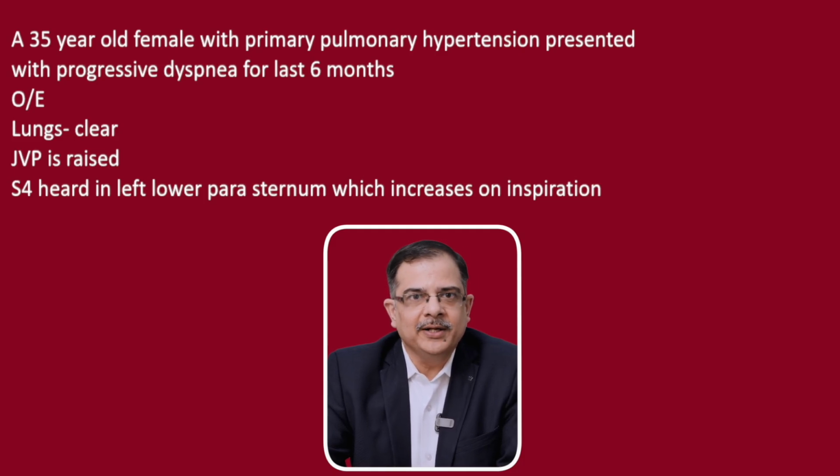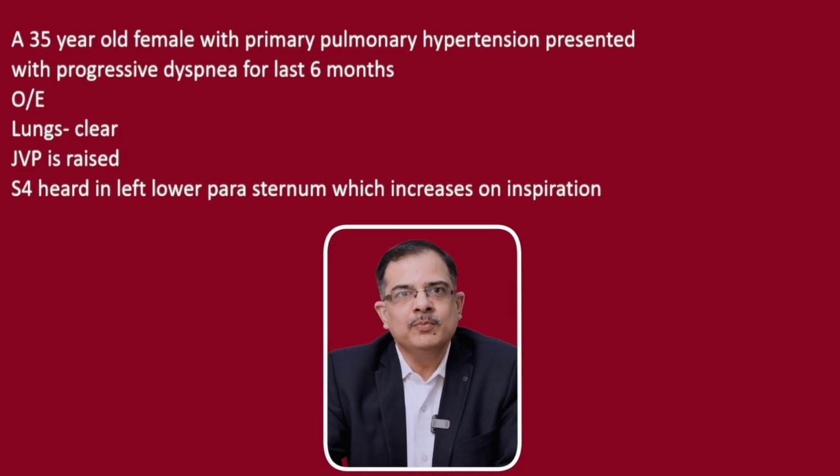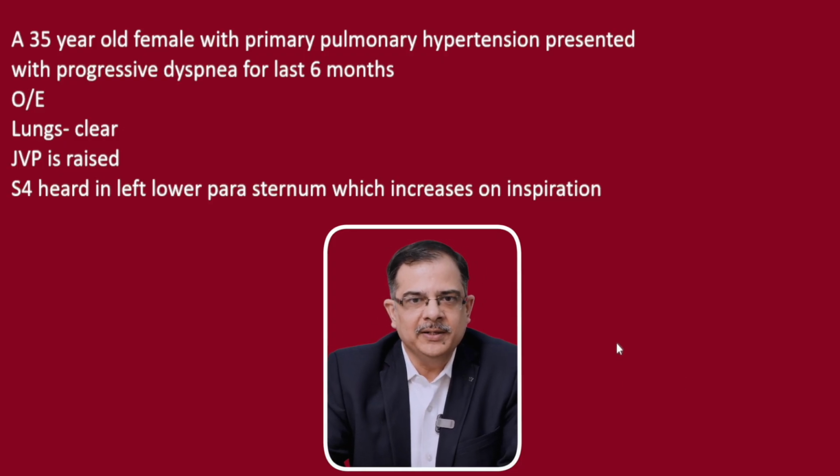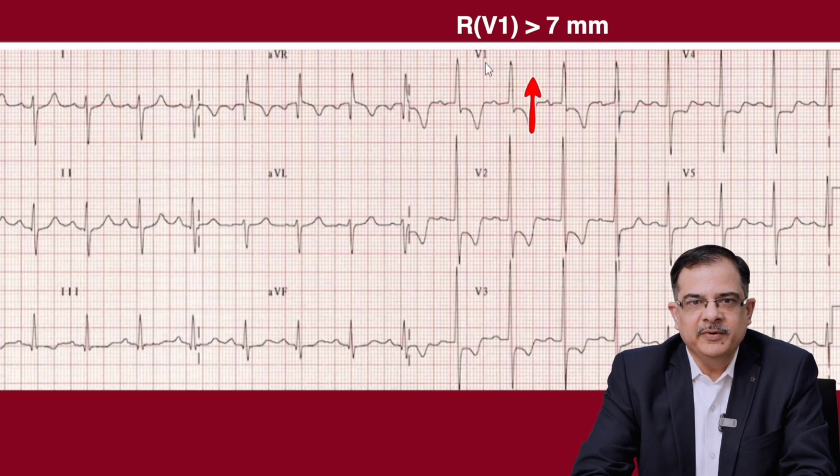So our expectation will be RVH signs, and we will see RVH signs in V1 because V1 is near the right ventricle. The height of the R wave will be more than or equal to 7 mm in right ventricle hypertrophy. So if we look here, this is V1 and this is the R wave of V1. The height of the R wave is almost 12 millimeters. So that is satisfying the criterion of RVH.